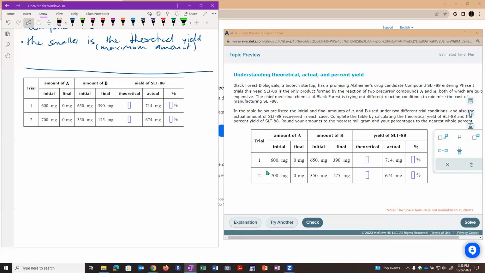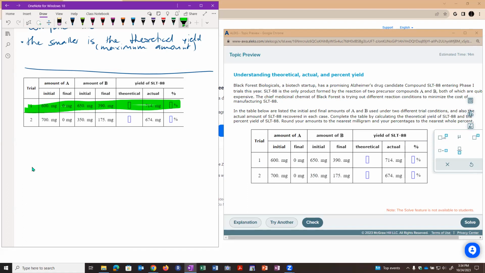All right, so we have a couple trials here that are shown. Copy them over to the left side. I want to complete the table by calculating the theoretical yield and the percent yield of SLT88. We're going to round to the nearest milligram and percentage to the nearest whole percent. So let's focus in on each of these trials so we can simplify our table.